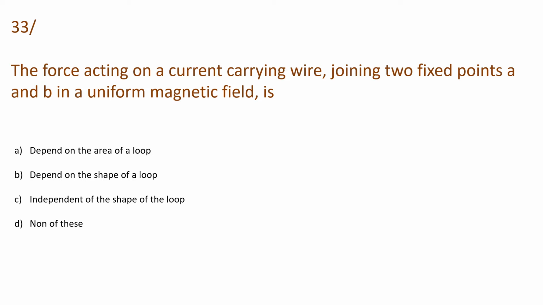Then here is our next question, which is: the force acting on a current carrying wire joining two fixed points A and B in a uniform magnetic field is. And the options are depends on the area of the loop, depends on the shape of the loop, independent of the shape of the loop, and none of these. So let's see what will be its answer.